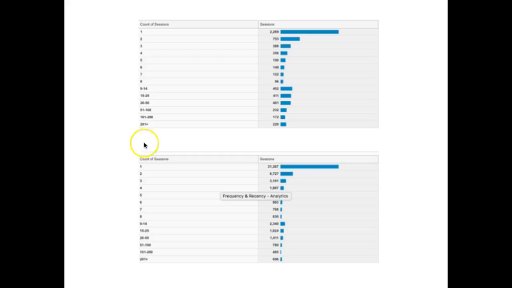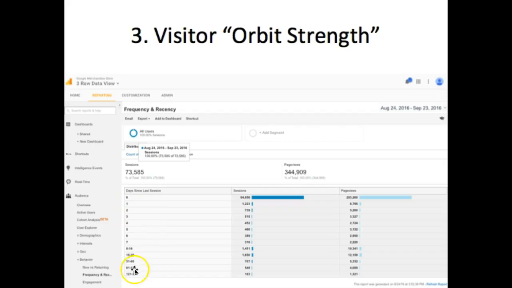Here, we were looking at the count of sessions, how many times people were visiting the site. This is how many days have passed since the last session. So again, visitor recency. Zero, I just want you to ignore that completely. This is the people that are on the site right now or have visited once. But what I'm most interested in looking at is people who come back frequently.